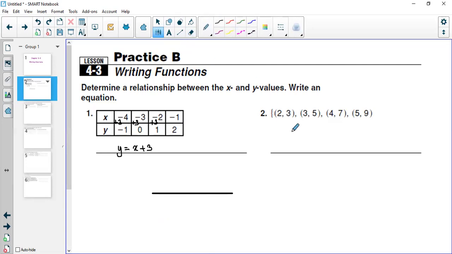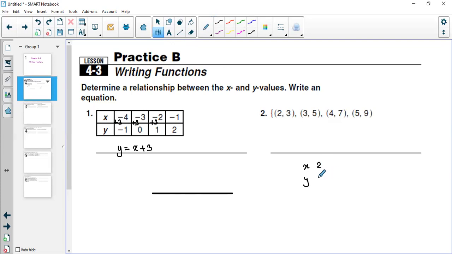Okay, now moving to the next question. Here we have ordered pairs. Now to make it easier for you, let me write it in table form so that it will be clear. So when the value of x is 2, value of y is 3. When the value of x is 3, the value of y is 5. And let me write it here a bit more clearly. Let me write it neatly because neat work is more important.